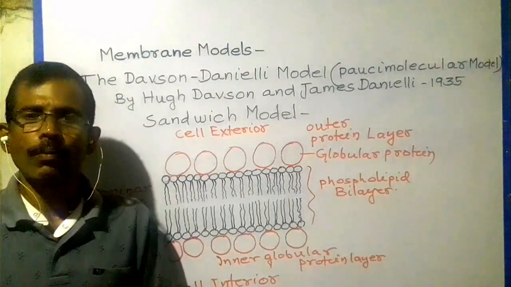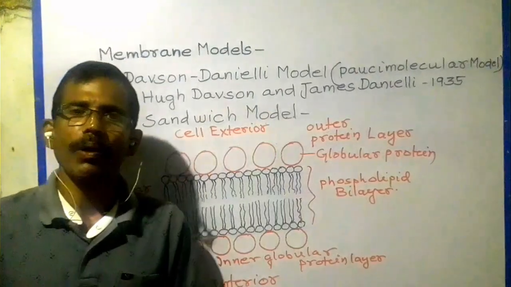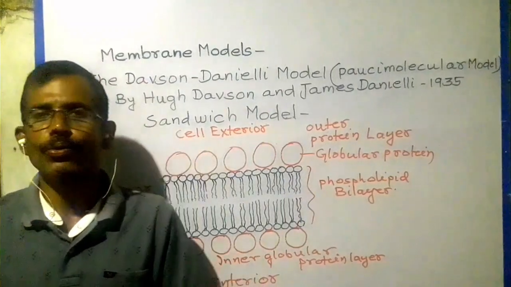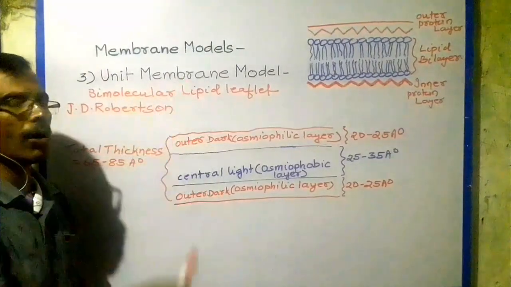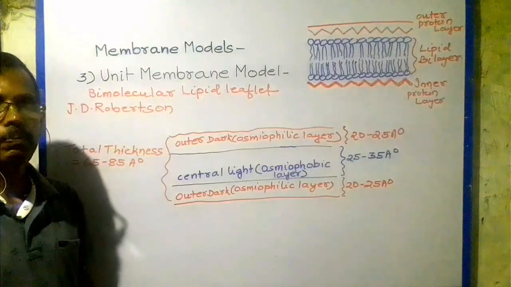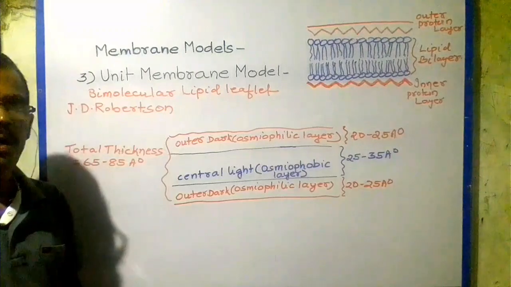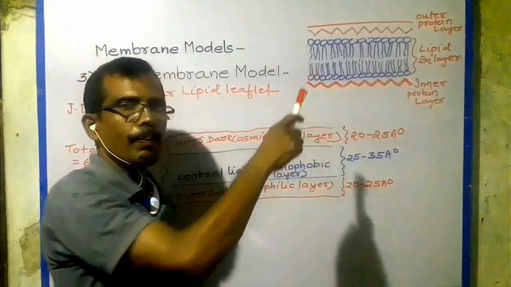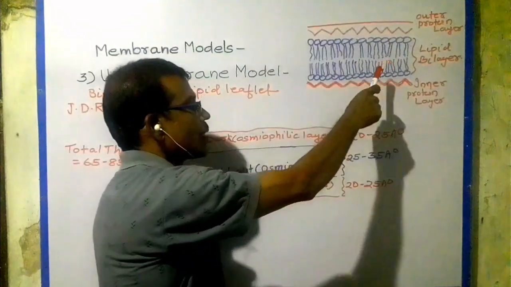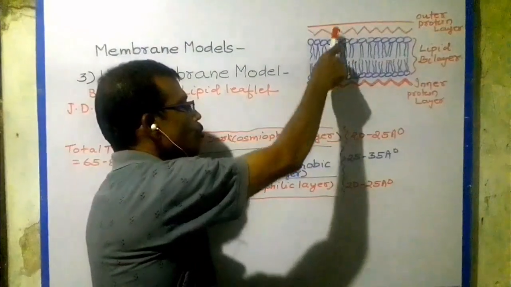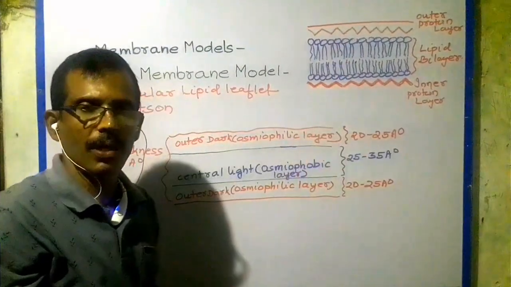The cell membrane model of Davson and Danielli remained widely popular till 1972. The third model of the plasma membrane is the unit membrane model. This model was proposed by J. D. Robertson. According to the unit membrane model, the cell membrane is composed of a bimolecular lipid leaflet sandwiched between two protein layers that are organized into a pleated sheet configuration.